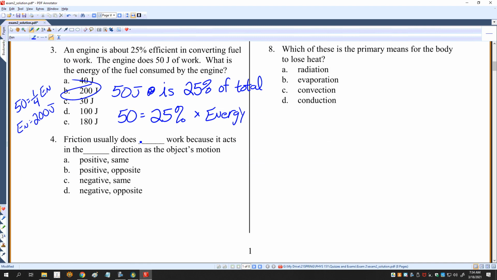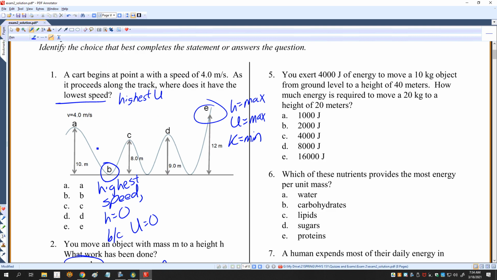Friction does negative work because it acts in the opposite direction of the object's motion. You exert 4,000 joules of energy to move a 10-kilogram object from ground level to 40 meters. How much energy is required to move 20 kilograms to a height of 20 meters? So here I'm looking at the potential energy, gravitational potential energy is mgh. You can do this in a couple of ways. I'll look at it this way first. I'm doubling my mass, so I have a factor of 2 with my mass, and I'm moving it from 40. I have half the height. So doubling the mass, halving the height, that means that my energy is going to remain the same.